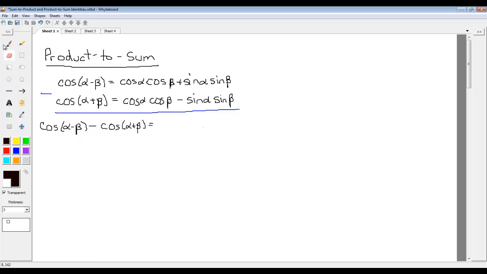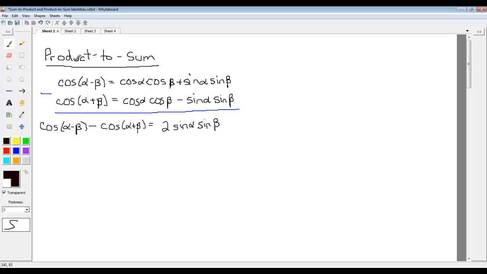All right, subtracting cosine alpha cosine beta minus cosine alpha cosine beta, that's going to be 0. That's going away. But if you have a positive sine alpha sine beta and you're subtracting a negative sine alpha sine beta, you're going to end up with a positive 2 sine alpha sine beta.